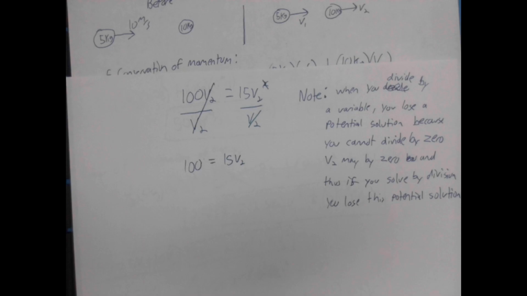So if a 5 kilogram ball moving at 10 meters per second struck a stationary ball, then after the collision, this ball would be moving, it's negative, so it'll be moving in the opposite direction at 3.33 repeating meters per second. And this ball would be moving to the right at 6.666 meters per second.